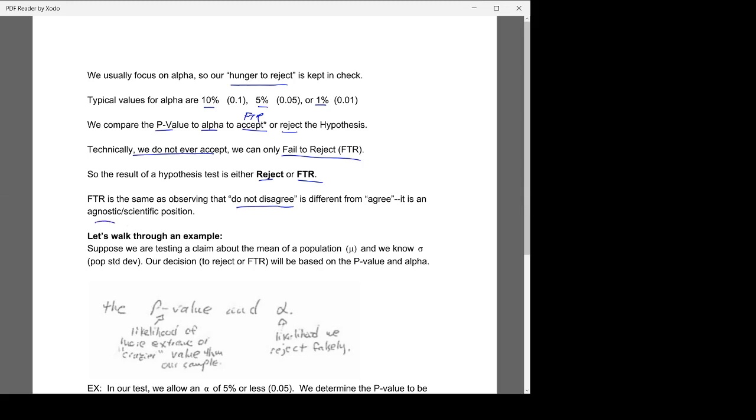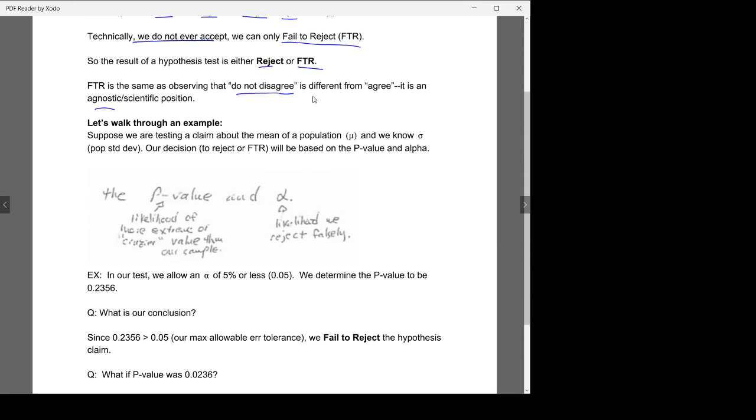So let's walk through an example and just see. Suppose we're testing a claim about the mean of a population. So it's about a mu. And we know sigma for the population. Our decision to reject or fail to reject will be based on the p-value and alpha. So we look at the p-value, the likelihood of a more extreme or crazier value than our sample, and the alpha, the likelihood we reject falsely. So let's say in this test, we allow an alpha of 5% or less. We say, okay, 5%. And we also determine the p-value to be 0.2356.